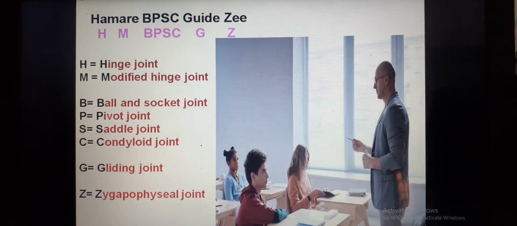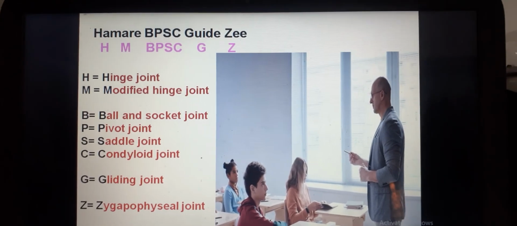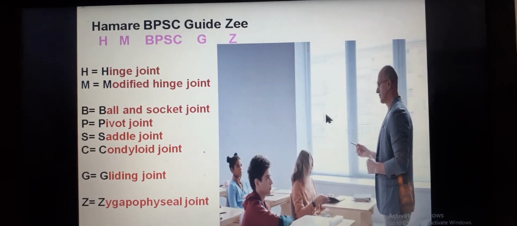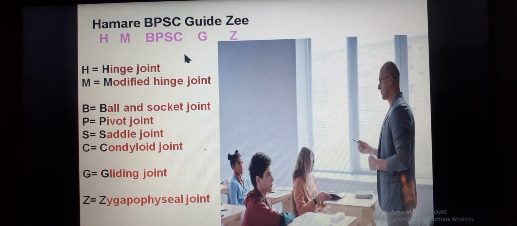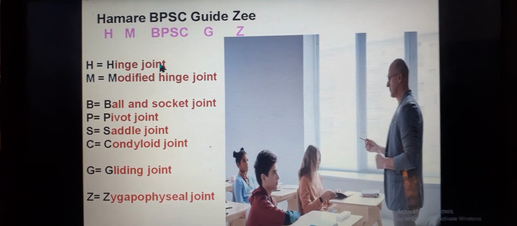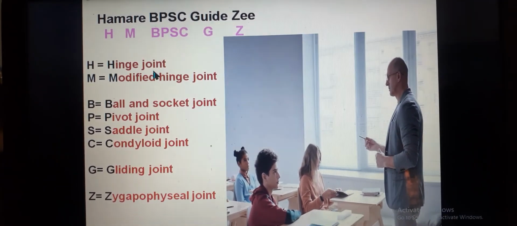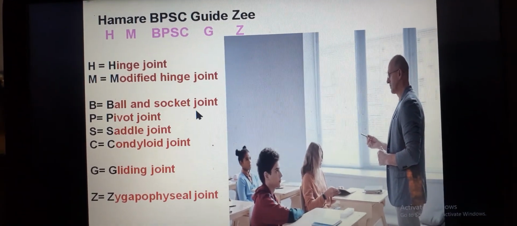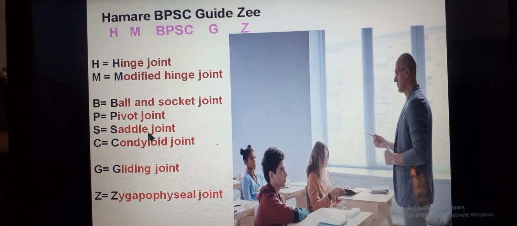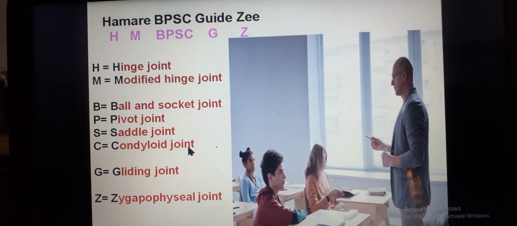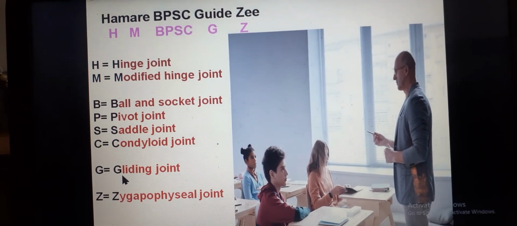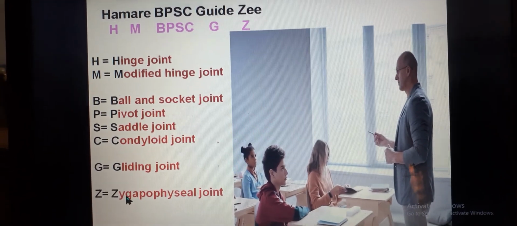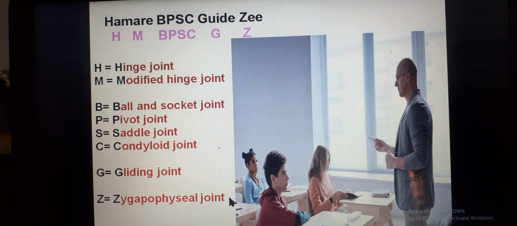So for the types of synovial joint, my guide during my PG period always used to say, "हम BPSC से आए हैं." So "BPSC guide": H is hinge joint and modified hinge joint. BPSC: ball and socket joint, pivot joint, saddle joint and condyloid joint. Guide: G is gliding joint. G, ZEE, GTB, so zygapophyseal joint.